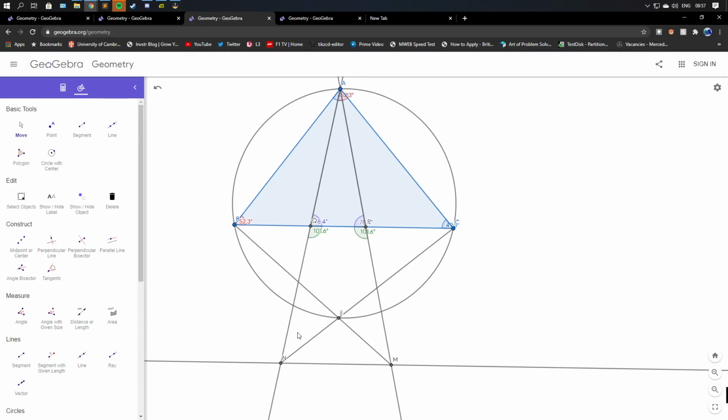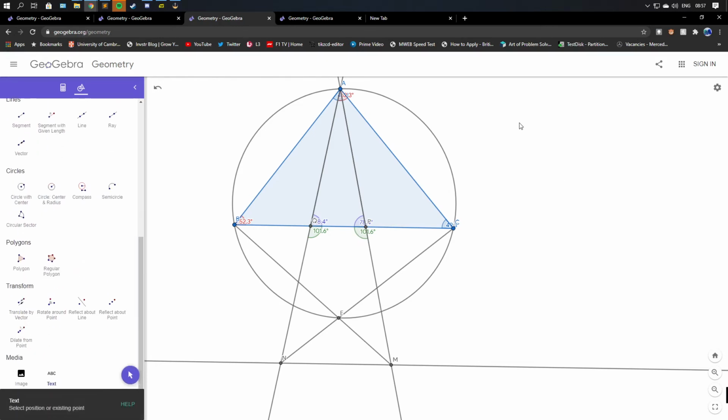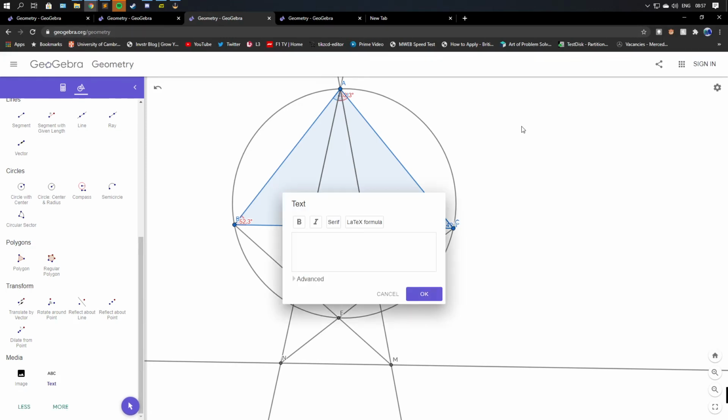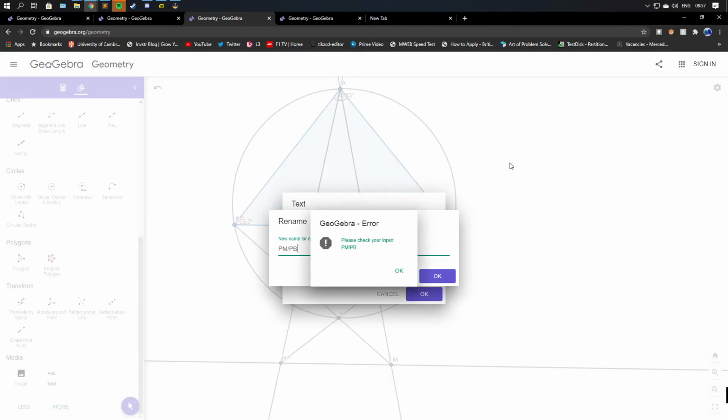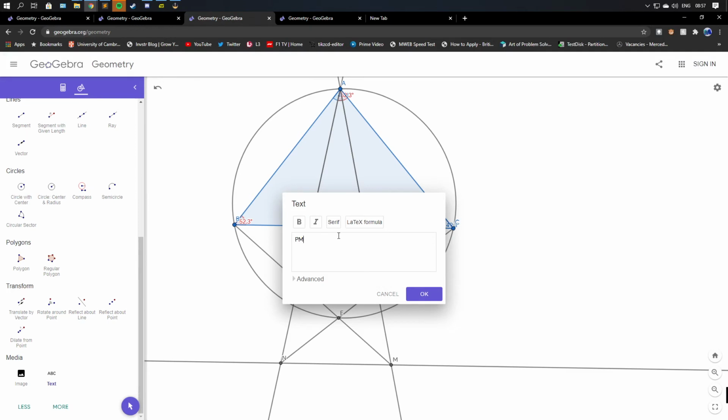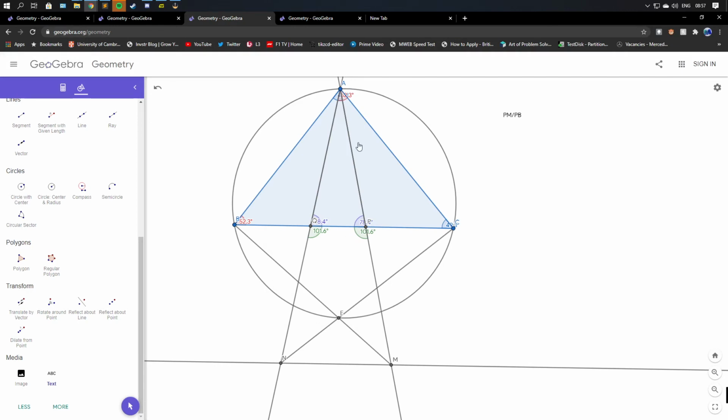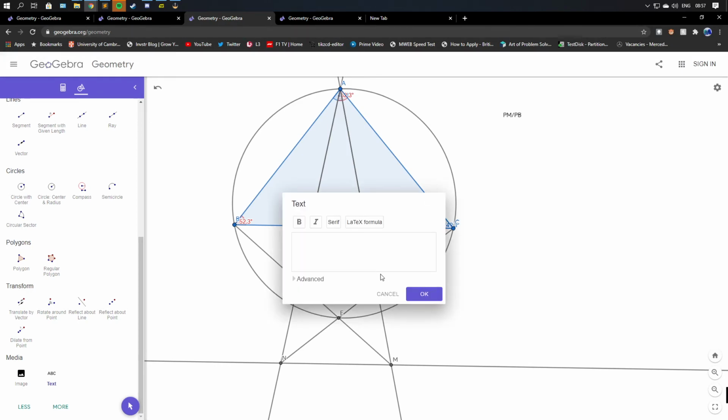So it seems only natural to think that NQC is similar to BPM or something to that respect. So let's chase the ratio PM over PB because we've got the angle in between it. So we'll take PM over PB. Okay, now PM over PB is equal to PA over PB.